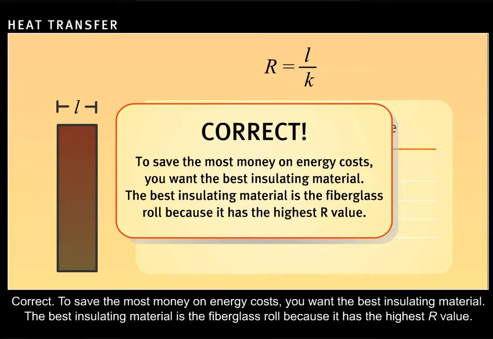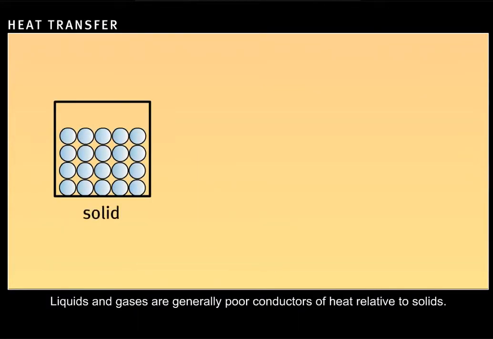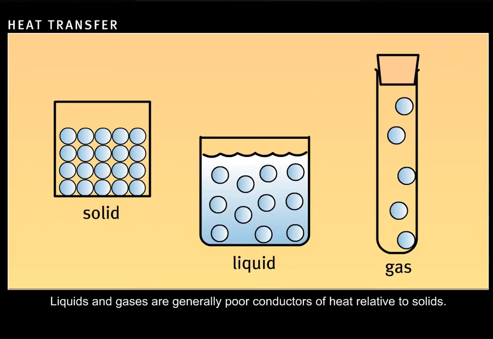Correct. To save the most money on energy costs, you want the best insulating material. The best insulating material is the fiberglass roll because it has the highest R value. Liquids and gases are generally poor conductors of heat relative to solids.